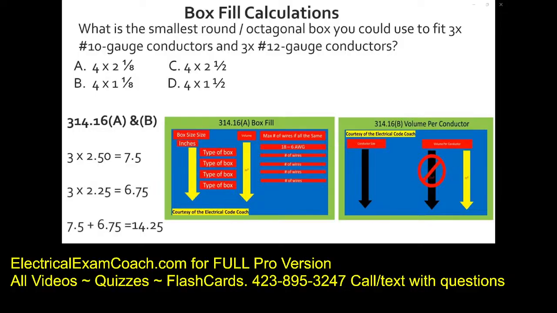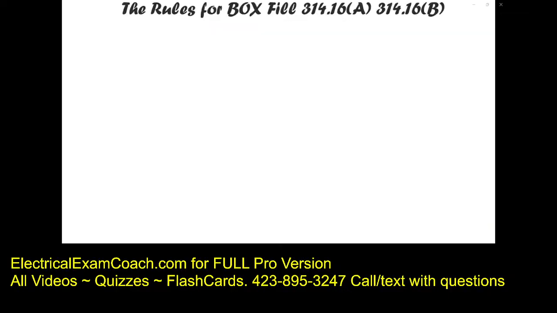Now let's head over here to table A and go down the volume column until we find the right type of box, which is right up here at the top. The round octagonal boxes. Find the one that fits, and it's a 4 by 1.5 inches. Great job. Now let's learn about the rules for box fill.